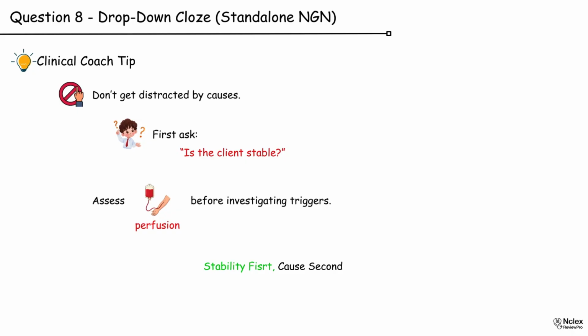When you see an arrhythmia question, do not immediately jump to the reason behind it. First, ask yourself one question. Is the client stable? If blood pressure and oxygenation are intact, you can move on to identifying triggers such as electrolytes or stimulants. But if perfusion is compromised, that becomes your emergency. NCLEX wants to see that you assess before you analyze. Stability first, cause second. That is safe cardiovascular reasoning. All right, let's move on to the next question.